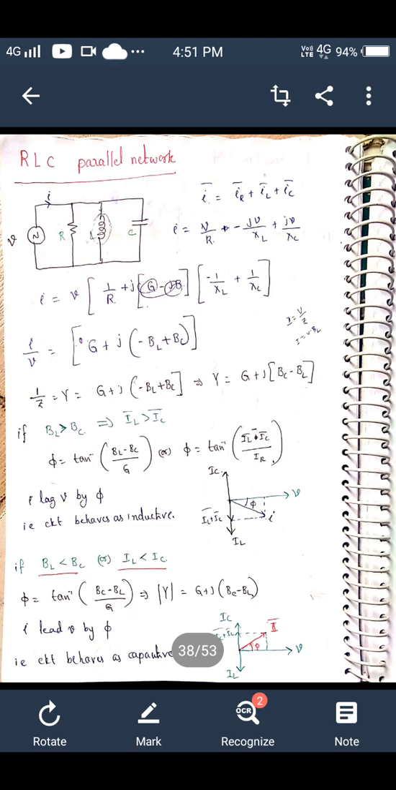Hence in the parallel resonance condition, to define the nature of the network, we assume three cases, like in the series resonance condition. The next condition, if we assume BC is more than BL, then IC is more than IL. If IC is more than IL, the vector moves towards IC, meaning we can say the nature of the network is capacitive. Why? Because I leads V by some angle.